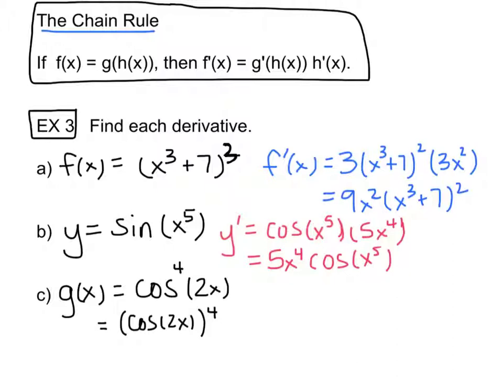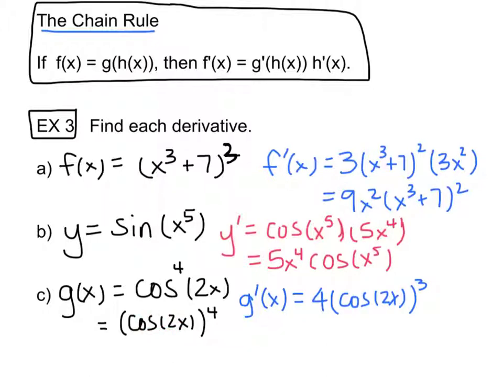Okay, so when we take the derivative, our g prime of x is going to be the derivative of the outside function, which is now something to the 4th. So we're going to do our 4th power out front, and then we're going to do the inside function, which is cosine of 2x. And then we're going to drop that power down by 1, so now that's to the 3rd power. And then we're going to do the derivative of our inside function, which is cosine of 2x.